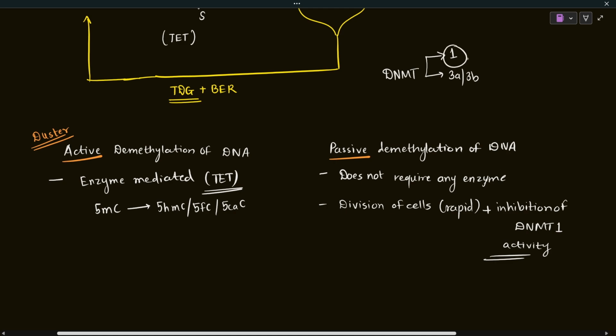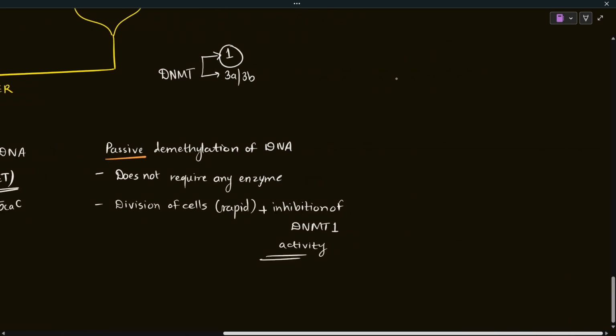So DNMT1 acts on the DNA when you have to copy the methylation marks as they are. See, this is the cell, and this is the DNA in the cell, pardon my drawing, and this is methylated. This DNA is methylated on both of the strands. Now what happens? That cell divides.